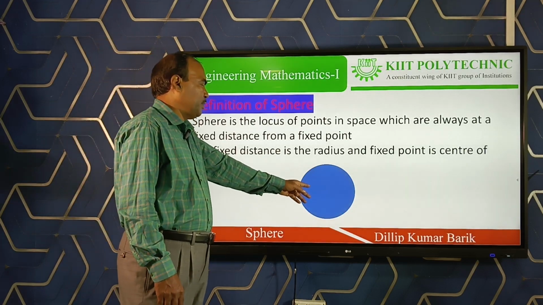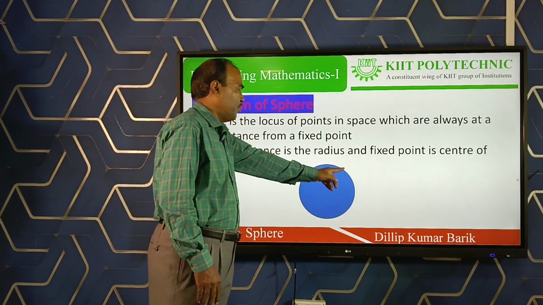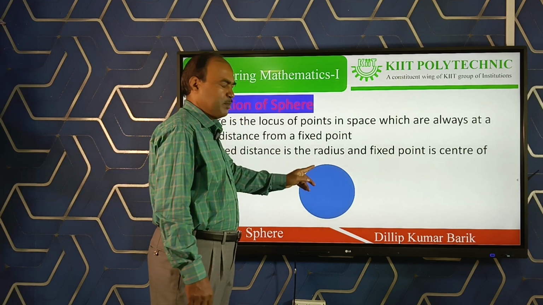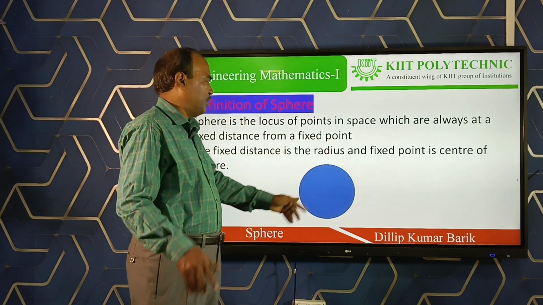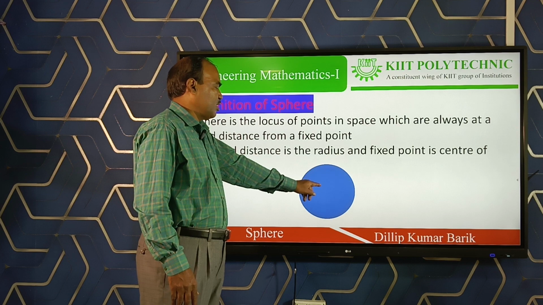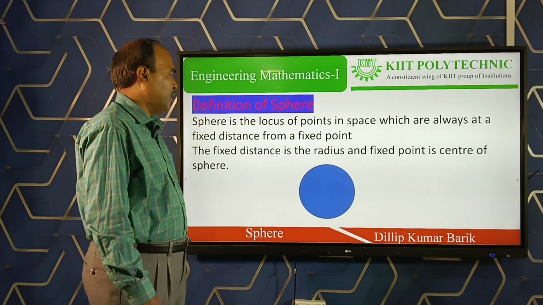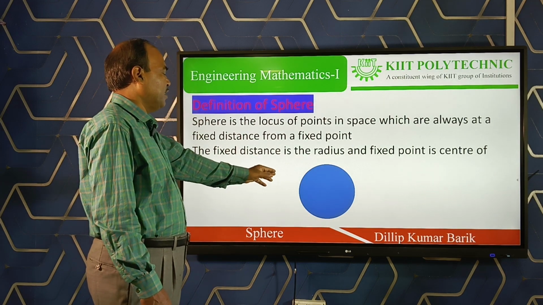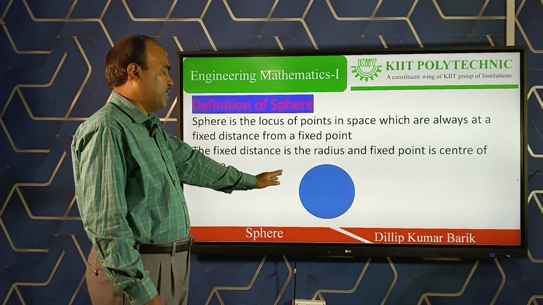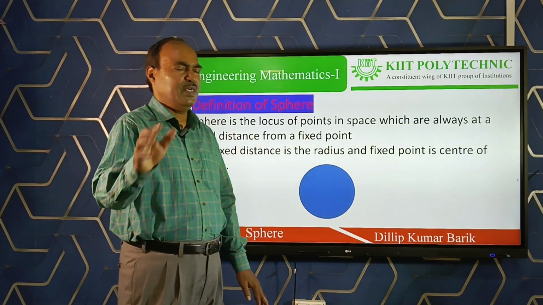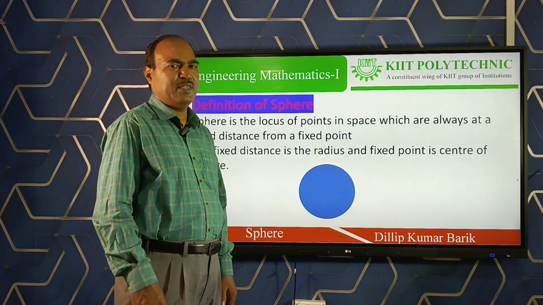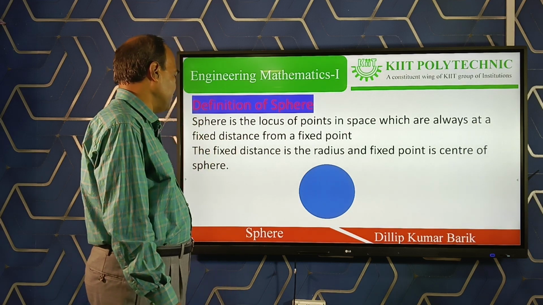Clearly this is the diagram of a sphere. This is the circumference of the sphere, or the outer part of the sphere. The middle position is called the center, and the radius is the equal distance from the center to its circumference, that is the radius of the sphere.